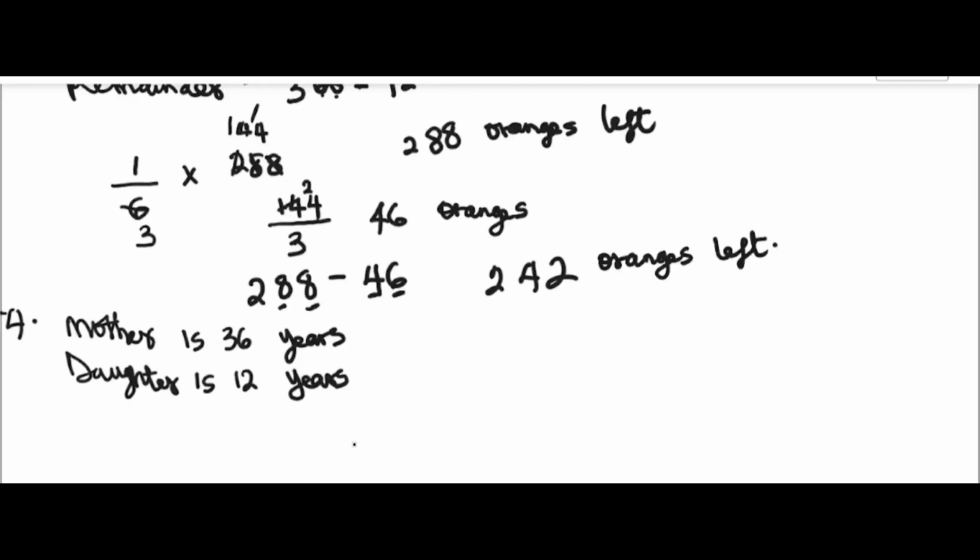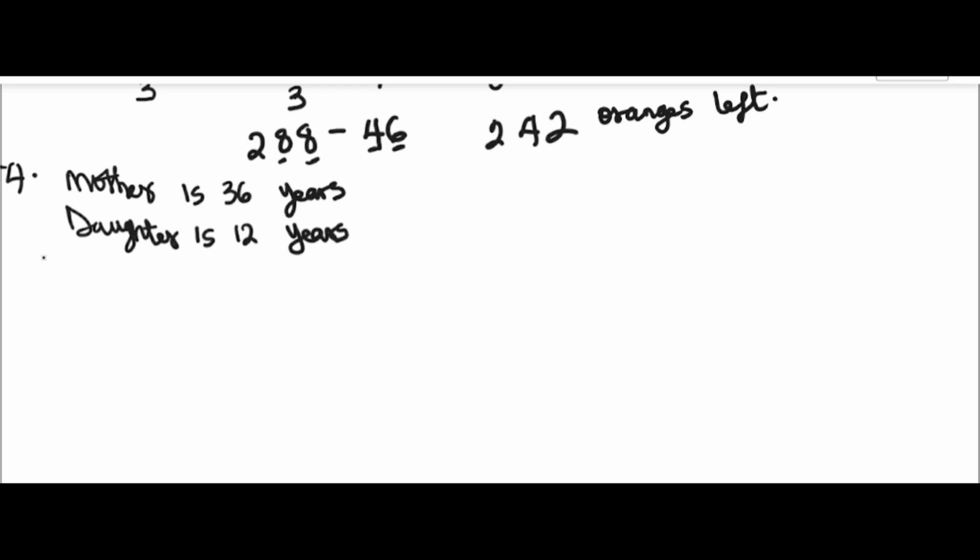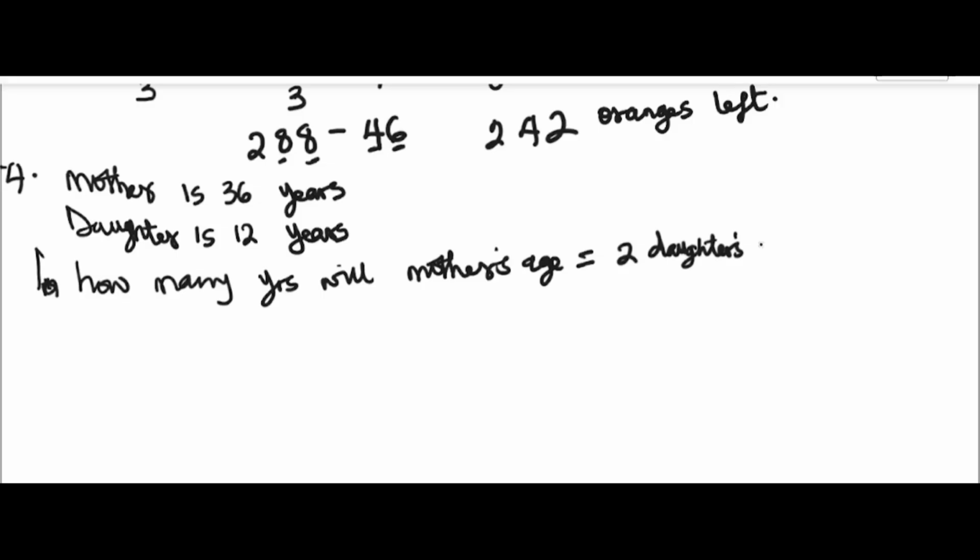So after that information, we are told okay, we are asked in how many years. So let's write it down. In how many years? So we know what we are looking for, right? We're looking for number of years. In how many years will the mother's age be what? Twice the daughter's age. So that's the question.